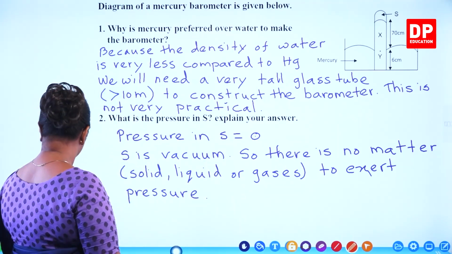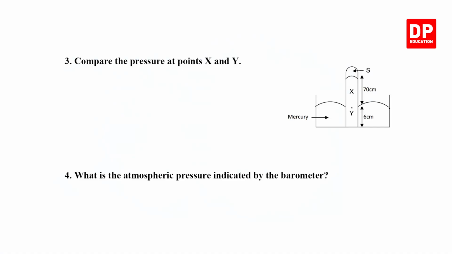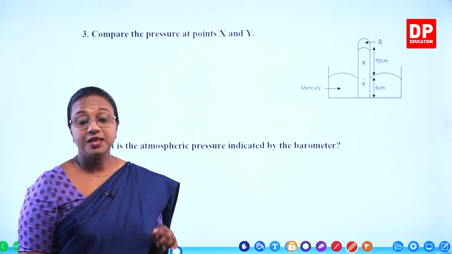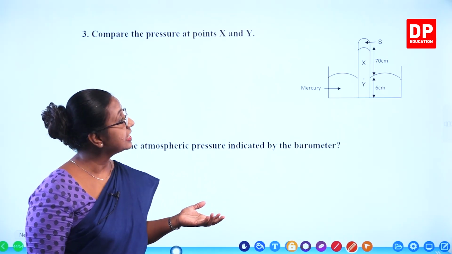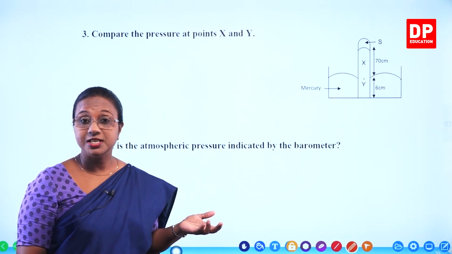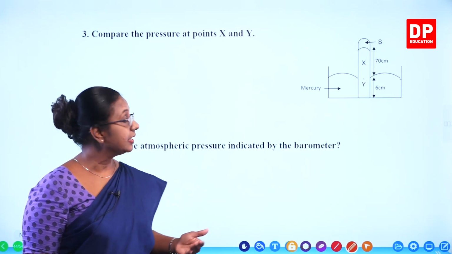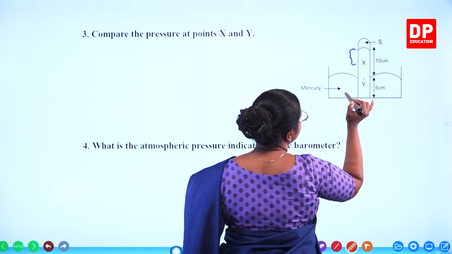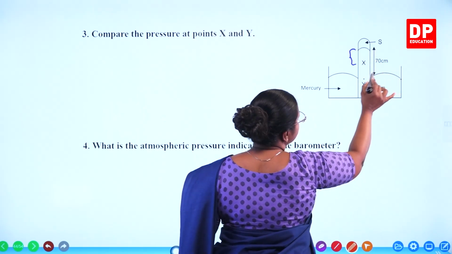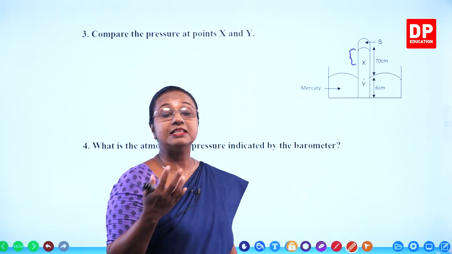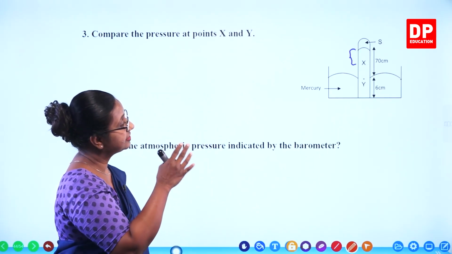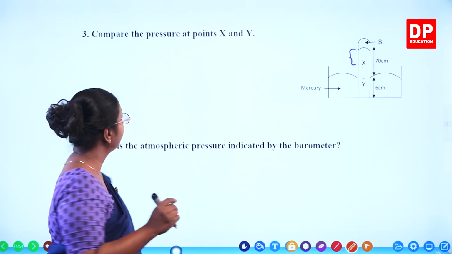With that, students, I'll move on to the next part of the question. Compare the pressure at points X and Y. At point X, the pressure is less. At point Y, pressure is more. Why? Because when you take point X, this is the height of the column, and point Y, it is 70 centimeters. That is greater. So because of that, pressure at point X is less than the pressure at point Y.